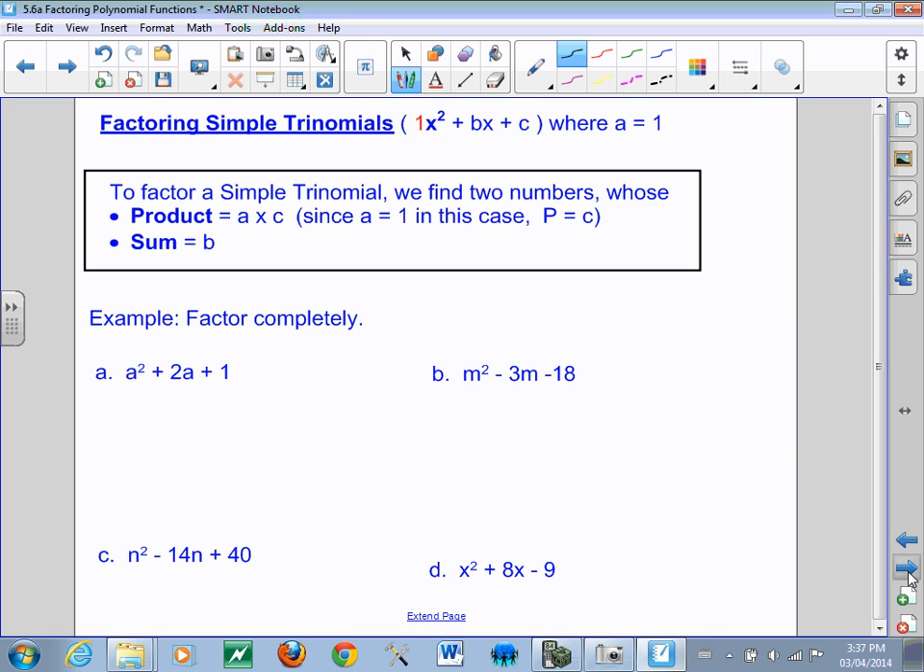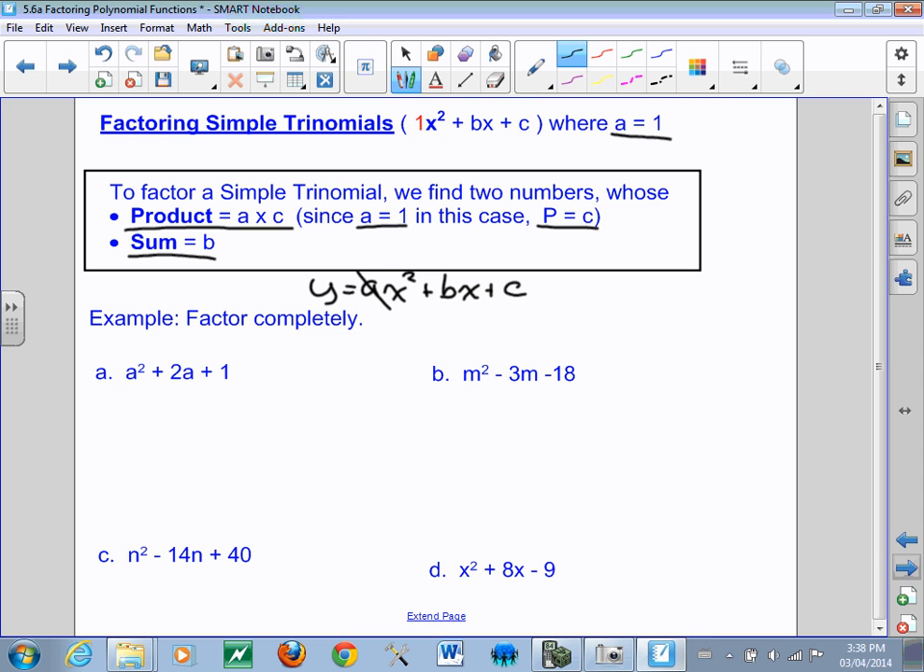Now we're going to take a look at simple trinomials. For simple trinomials, that is where a equals 1. And in this case, when you say the product, which is a times c, since a equals 1, in this case the product is just c. Also, we notice that the sum is b. Just remember, it's based on the standard form, y equals ax squared plus bx plus c. Okay, in this case, a equals 1.